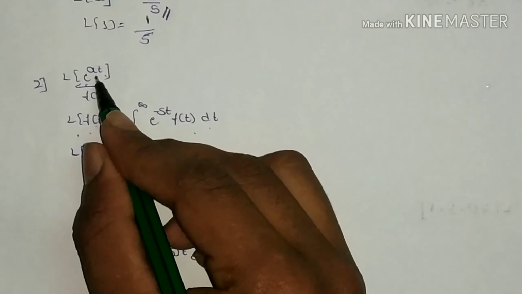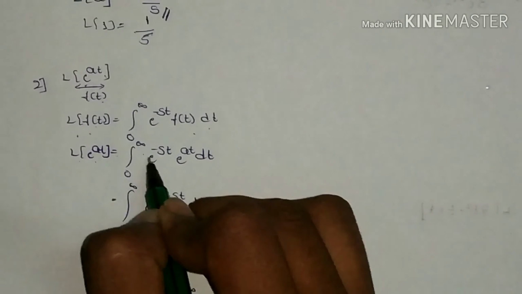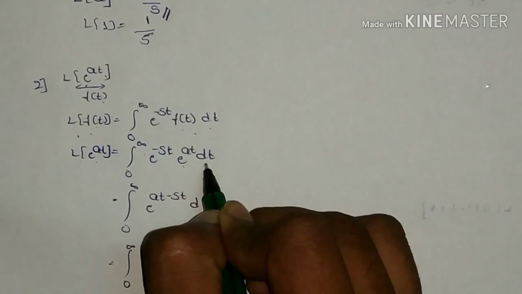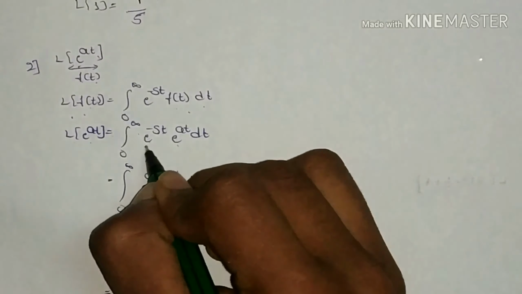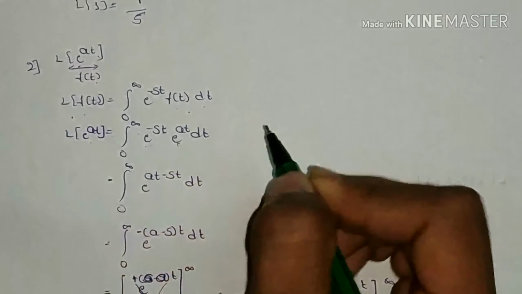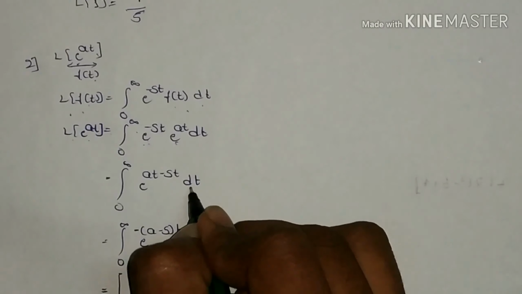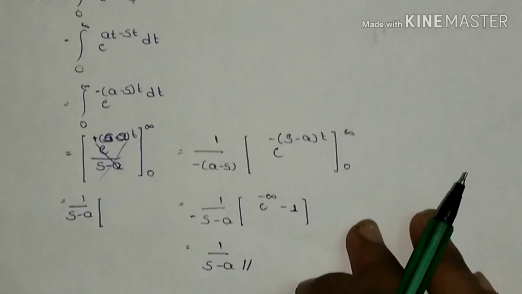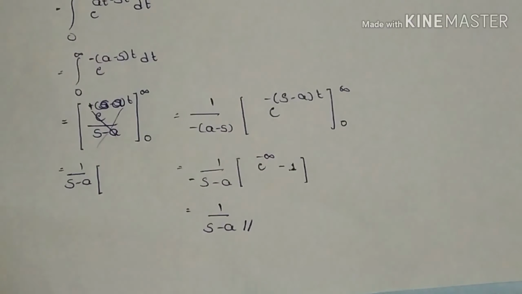Here f of t is e raised to at, so Laplace transform of e raised to at is equal to integrating from 0 to infinity e raised to minus st into e raised to at with respect to dt. Here the base is the same, so the powers can be added, so it becomes integral from 0 to infinity e raised to at minus st with respect to dt. When we integrate and apply the limits, it reduces to 1 divided by s minus a. Therefore, Laplace transform of e raised to at is equal to 1 divided by s minus a.